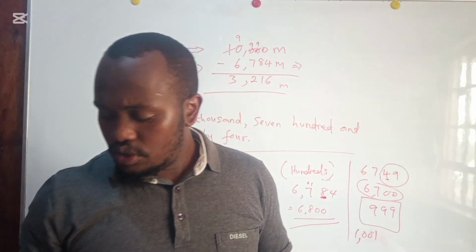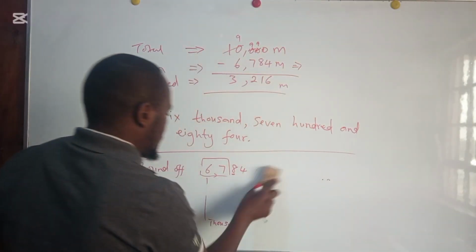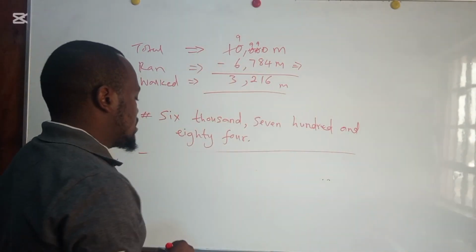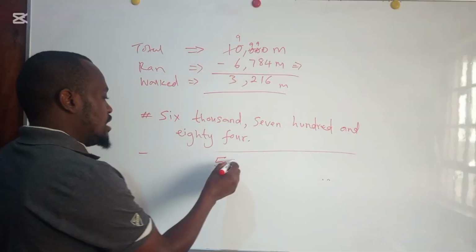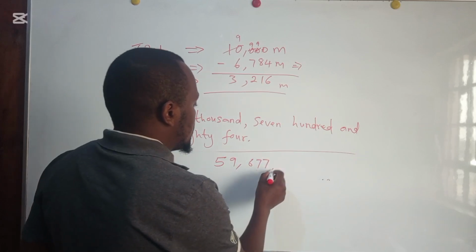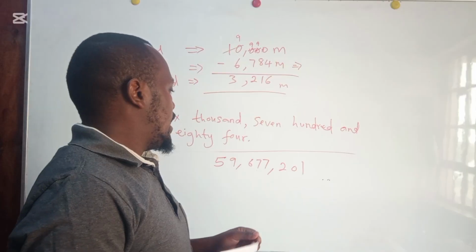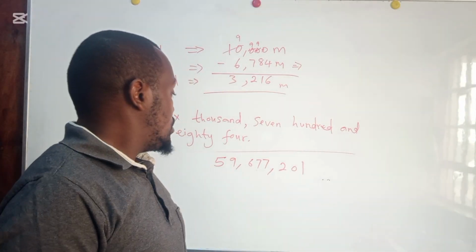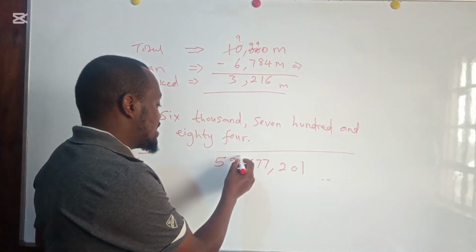For example, you do not want to burden someone by telling them the population of Kenya is, I'm just guessing this figure, 59,677,201. You do not want to burden someone with this figure. You just tell them, by the way, do you know Kenya today we are 60 million? Because you have rounded off to the nearest millions.